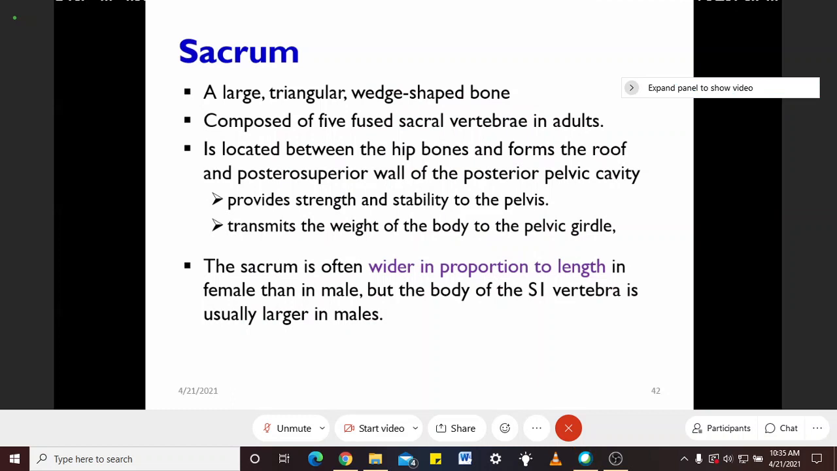Now let's continue to the sacrum. The sacrum is a fused bone, triangular in shape, and lies inferior to the lumbar vertebrae. It is composed of 5 separate vertebrae that are fused together in adults, so they are considered a single vertebra. The base of the sacrum lies superiorly, whereas its apex faces inferiorly toward the coccyx.